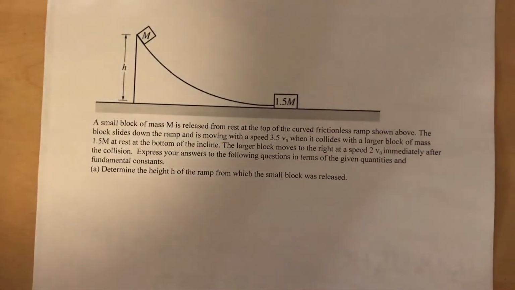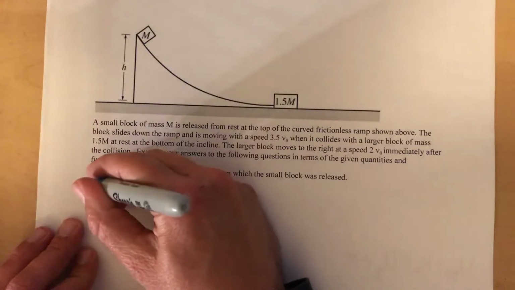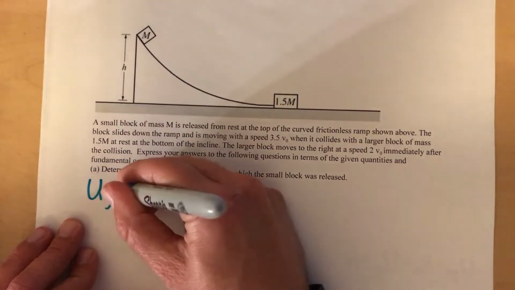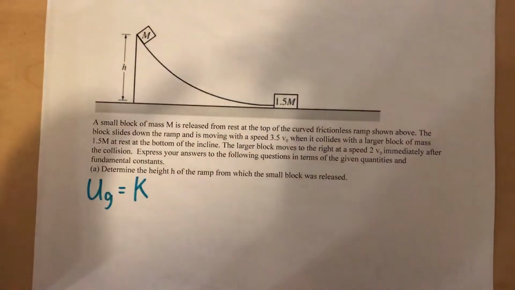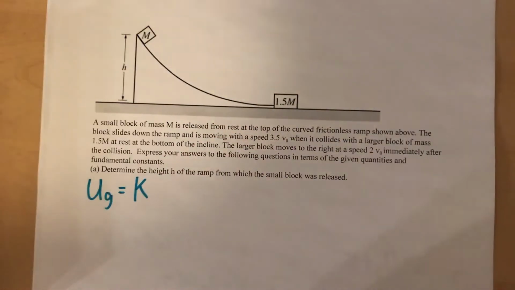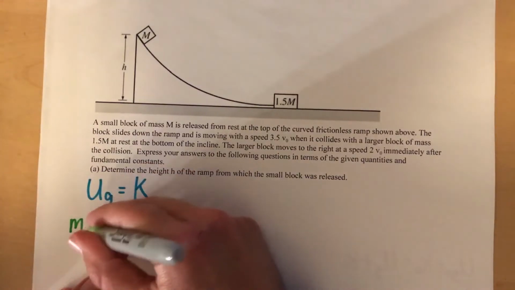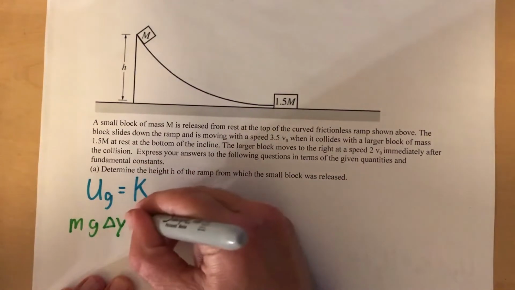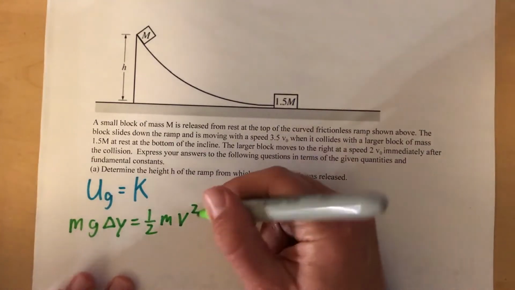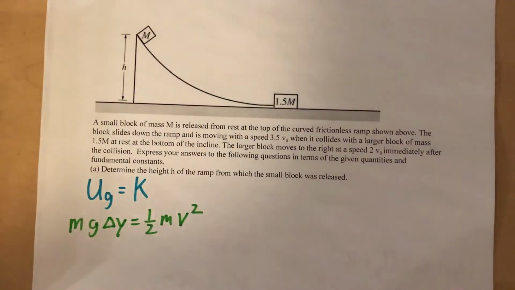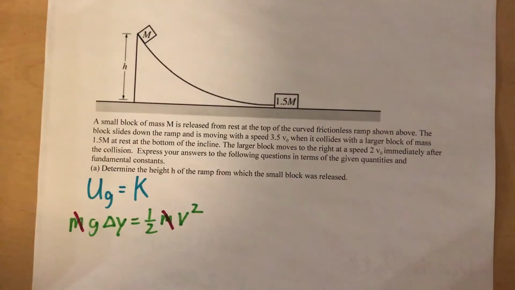So that always, when something goes down a ramp that's frictionless, that is conservation of energy. So we had gravitational potential energy, and that was going to become kinetic energy there. So let's substitute in for each of those. Generically, this is mass times gravity times the change in y position, and this is 1/2 times mass times the velocity squared. The masses will cancel out on each side here.